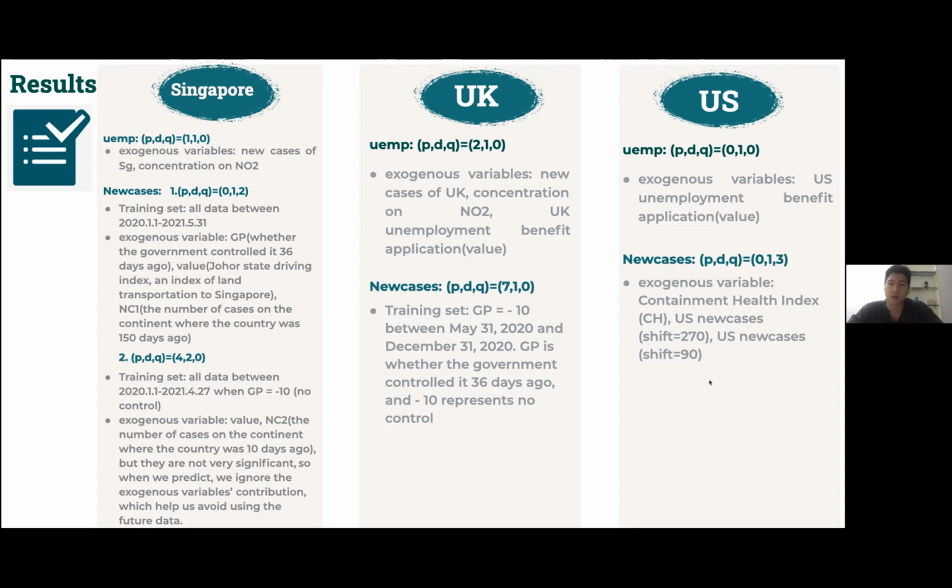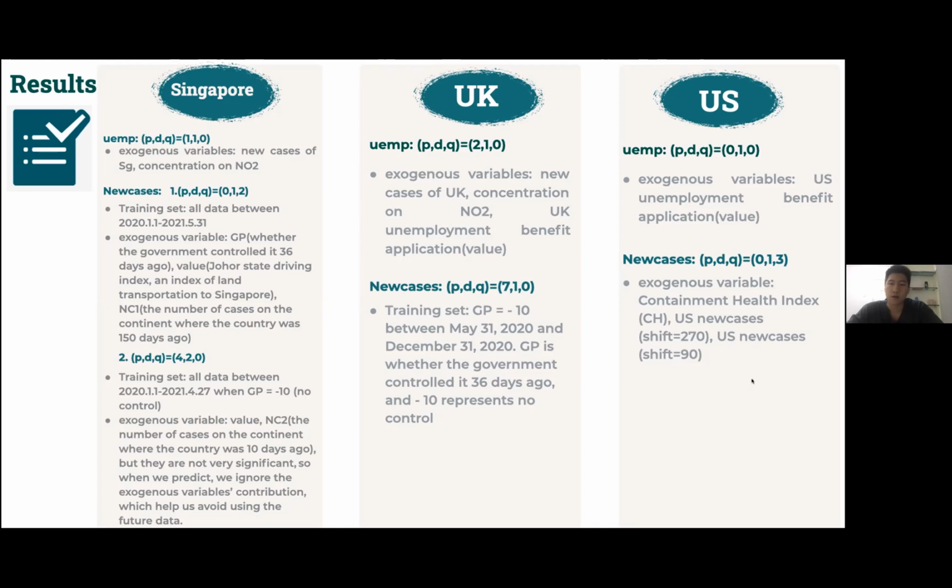exogenous for both UK and US, whilst the NO2 concentration was considered exogenous for Singapore and UK. Apart from those external variables, our predicted number of new cases was also exogenous for Singapore and UK. Using the auto-ARMA function, we followed the suggestion from R and obtained the final result. The AR, MA, and the difference orders advised by R are shown on this slide.